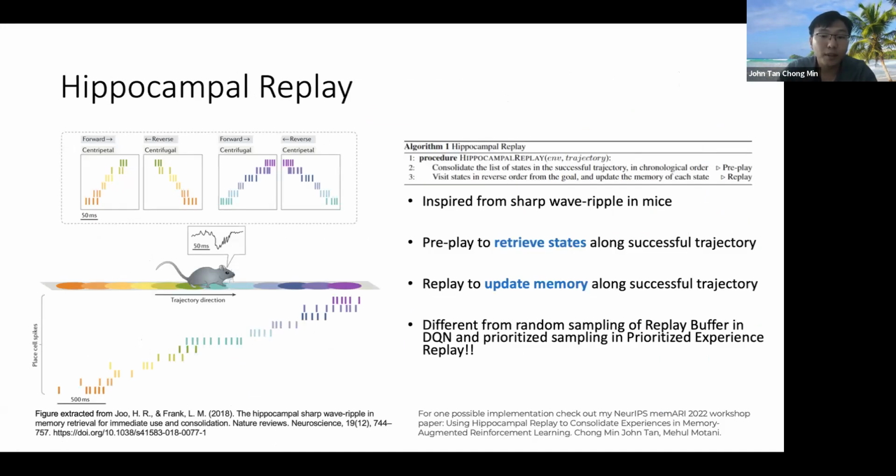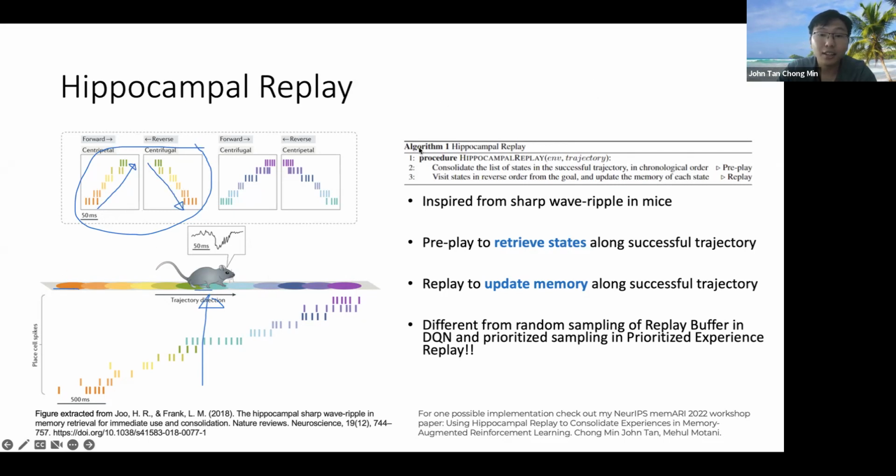It's called the Hippocampal Replay. In my NeurIPS workshop paper, I was working on this Hippocampal Replay, and typically I was trying to model this part here. You can see that the rat, when it moves from this orange circle to this blue circle, while it's moving, it replays the states from the first state all the way until the current state. And then it does a reverse replay from the current state to the start. So there must be some use of this method.